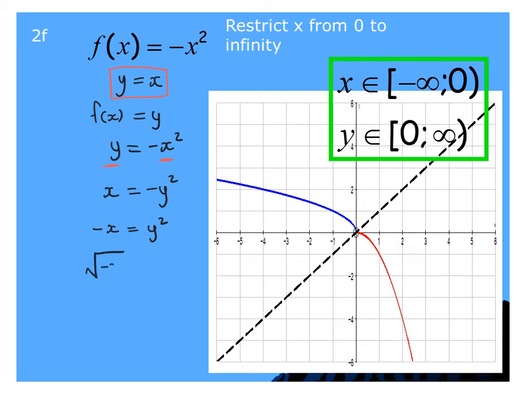So if I take the square root on this side, I will end up with the square root of negative x equals y. And therefore, what I know is that the square root of negative x is the inverse of the original.